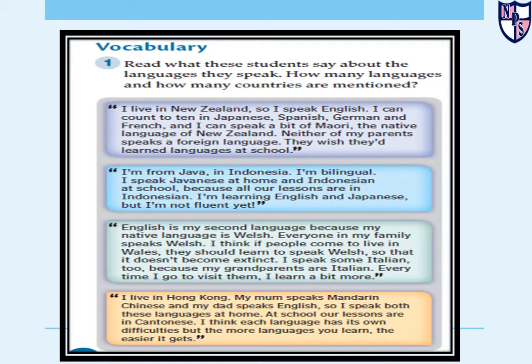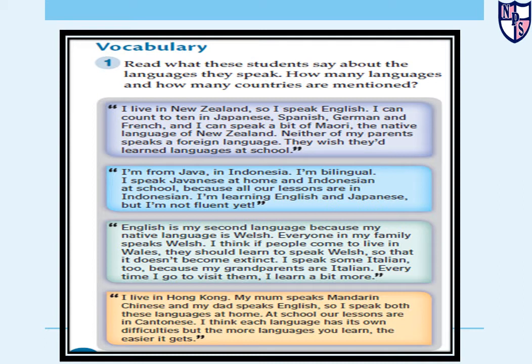The second student belongs to Java in Indonesia, and this student is bilingual. That means this student can speak two languages at a time, the Javanese and the Indonesian. At school, all the lessons are given in Indonesian and the Javanese is spoken at home. It is the same way that in Pakistan the students who belong to some other parts of Pakistan, they speak their native languages, and when they come to school they learn English and Urdu.